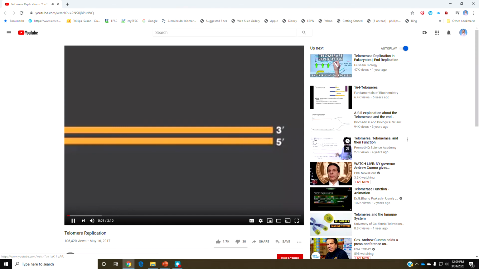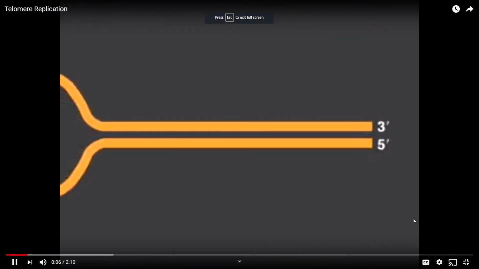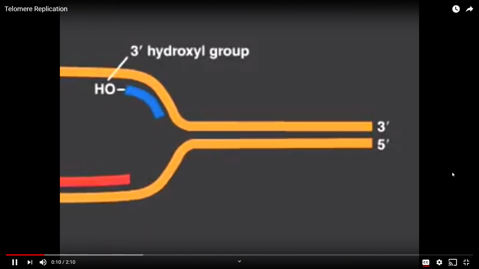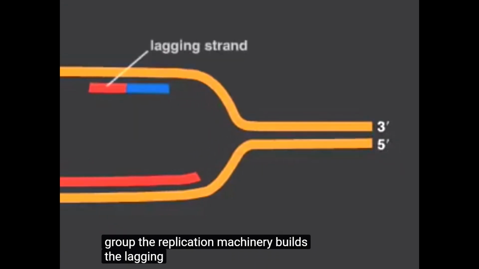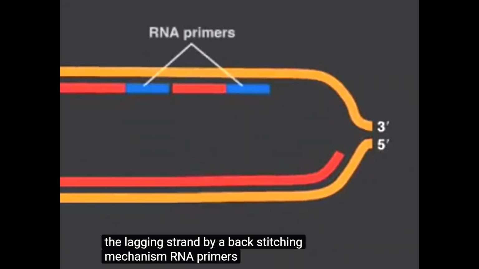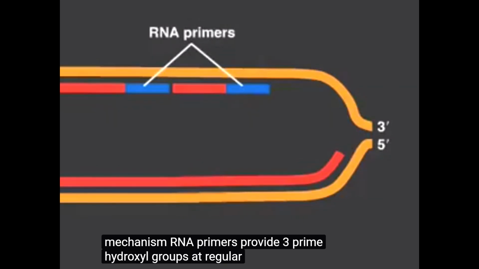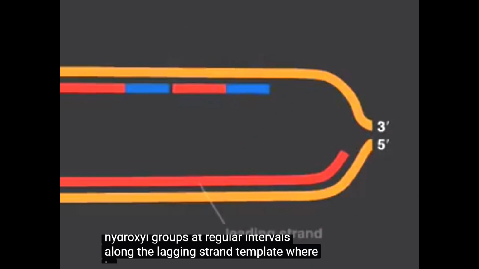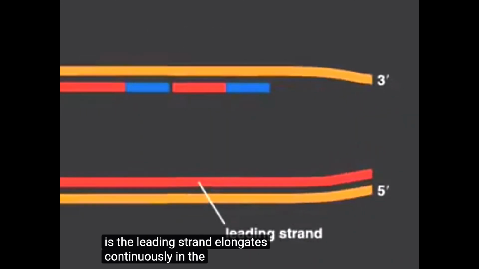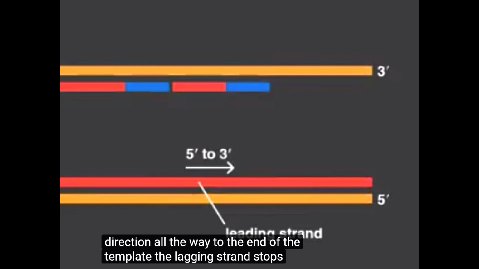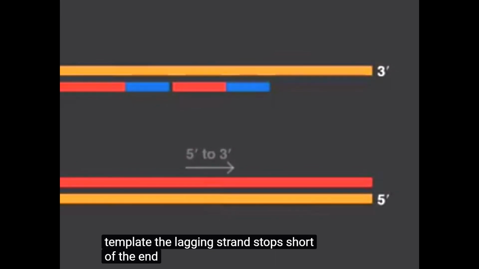The ends of linear chromosomes pose unique problems during DNA replication. Because DNA polymerases can only elongate from a free 3' hydroxyl group, the replication machinery builds the lagging strand by a backstitching mechanism. RNA primers provide 3' hydroxyl groups at regular intervals along the lagging strand template. Whereas the leading strand elongates continuously in the 5' to 3' direction all the way to the end of the template, the lagging strand stops short of the end.